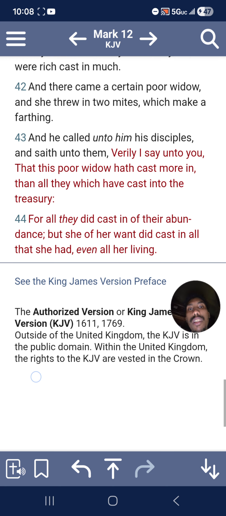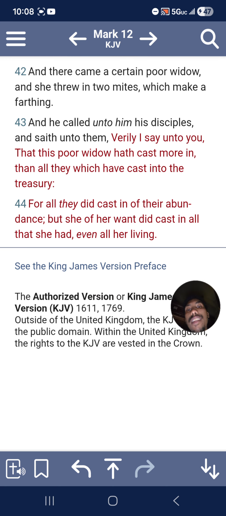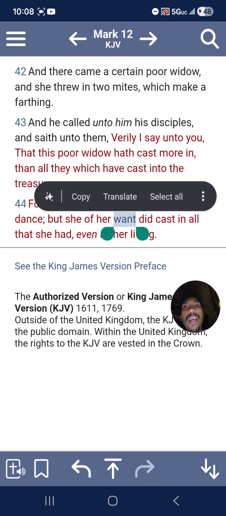Let's read verse 44 again. It says, for all they that did cast in of their abundance, but she of her want did cast in all that she had, even all her living. See? Stress the word want. She desired to do that. Right?